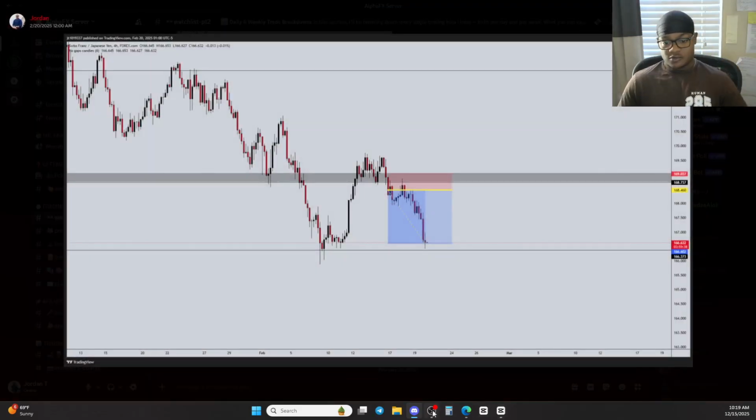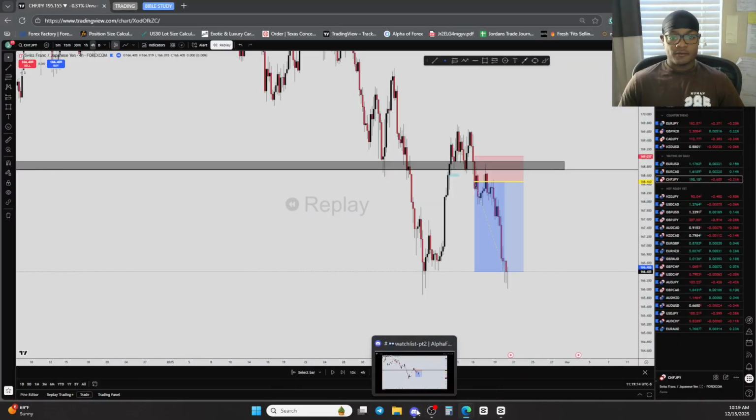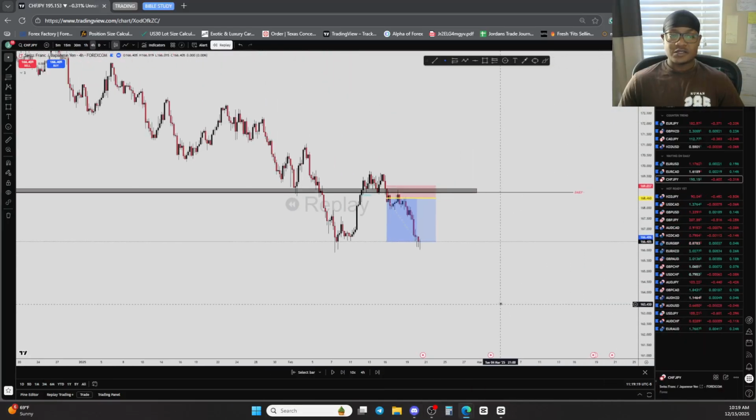Boom, same thing. You see right here, this is the 4 hour time frame. Boom, boom. So amazing trade on CHFJPY. This is how we find your area of interest to then capitalize and ride this trade towards the downside.